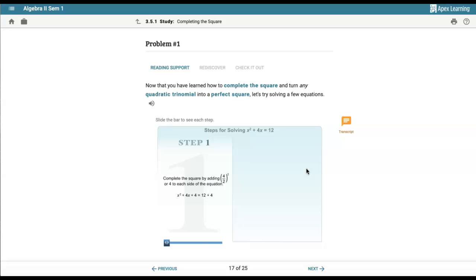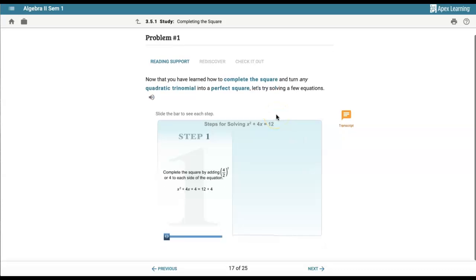All right, so we're going to now complete the square. So we're going to complete it into a perfect square. So I've got x squared plus 4x equals 12. All right, so I'm going to take this number. I'm going to go 4 divided by 2 gives me 2. 2 squared is 4. So I'm going to add 4 to both sides.